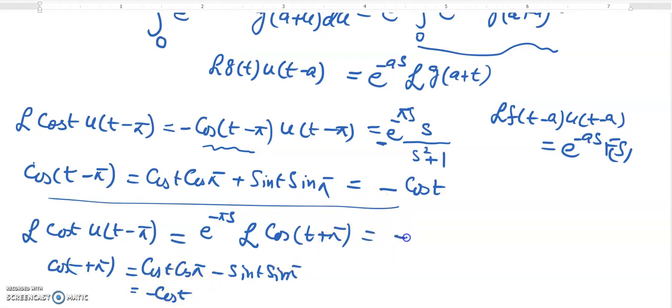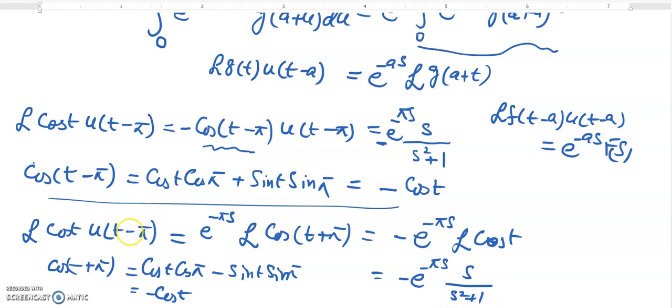So it will actually be minus e power minus pi s times the Laplace of cosine of t. Now we know that the Laplace of cosine of t is s over s square plus 1. So in the second approach, we don't have to do much mental exercise for converting cosine of t into cosine of t minus pi, and then making sure that its form is equivalent to the original function.